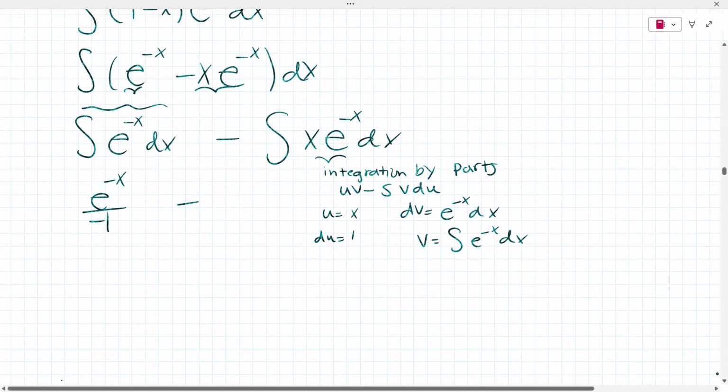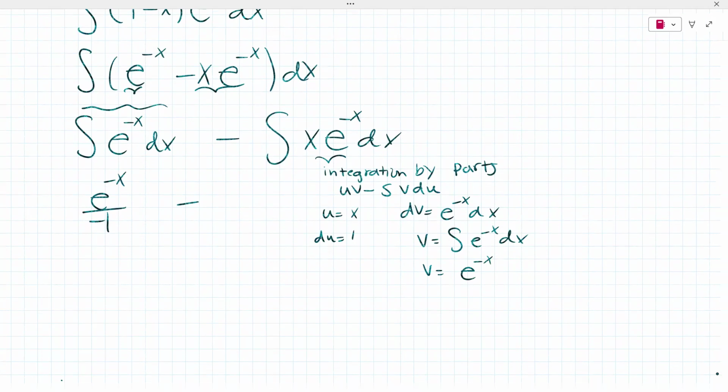So what's the integral of e to the negative x? That is e to the negative x divided by the derivative of negative x, which is negative 1. So you put a little minus there. Okay, so apply the integration by parts, uv minus v du. So u is x, v is negative e to the negative x, minus the integral v du.